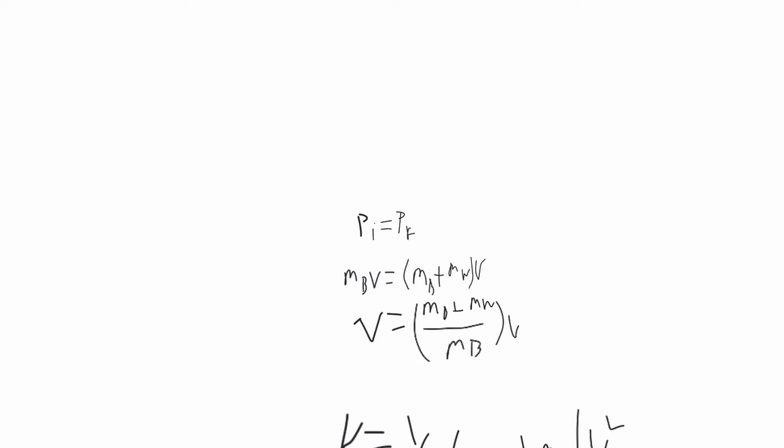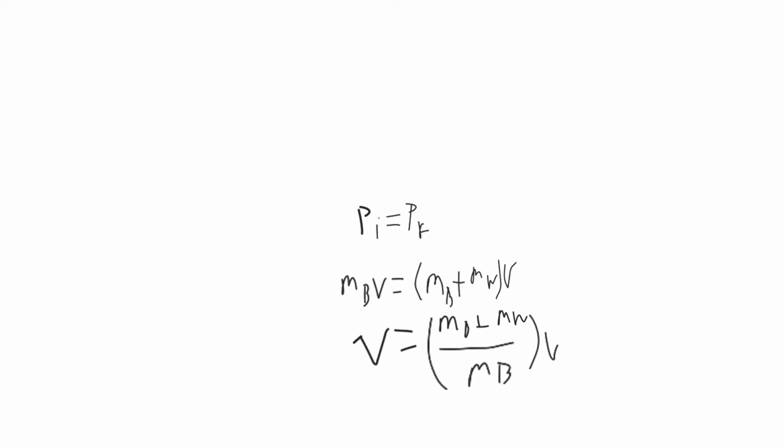So now they're basically asking us to find an expression for the initial speed of the bullet, the initial velocity. Alright, so let's start from here. We know that the momentum, initial and final, is conserved, so they're going to equal each other, and we've been seeing this a lot.